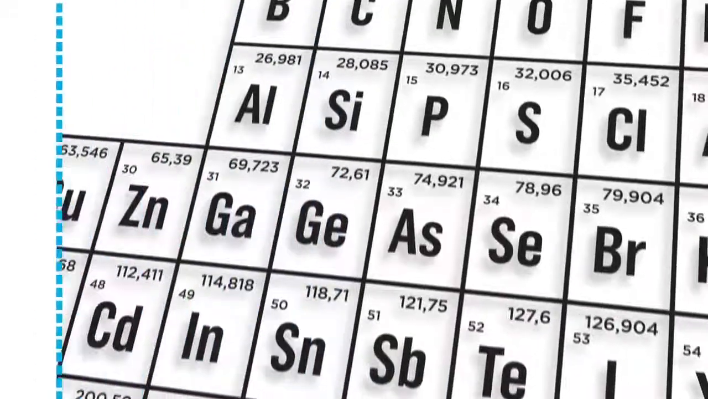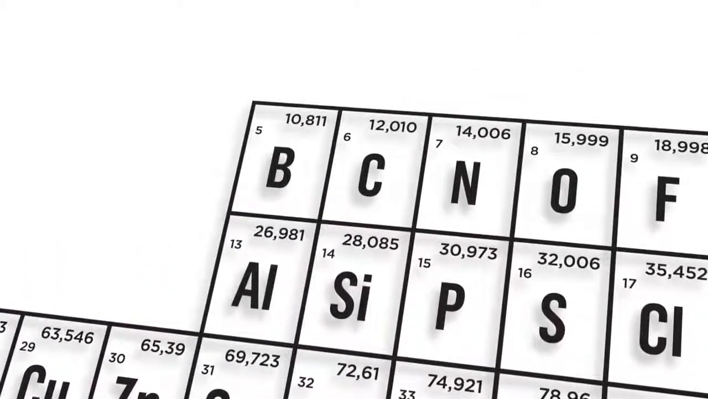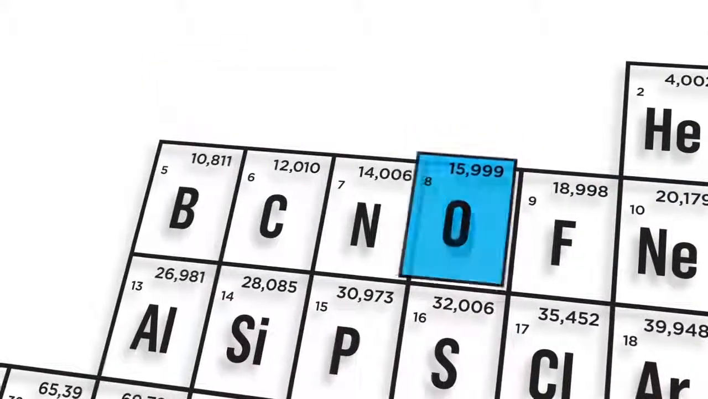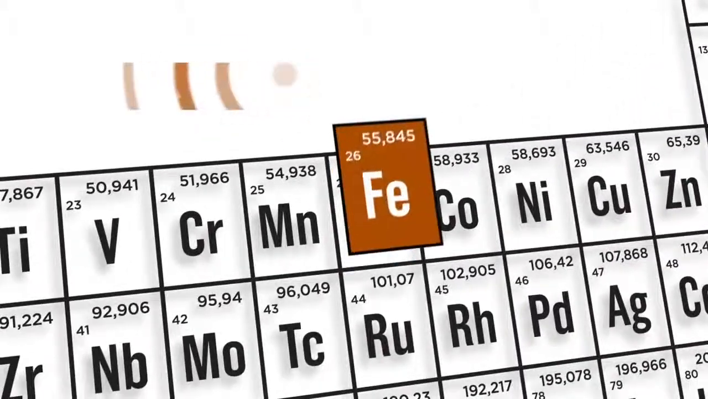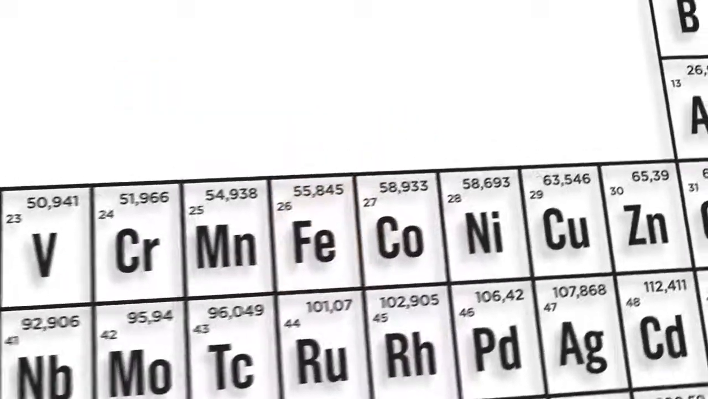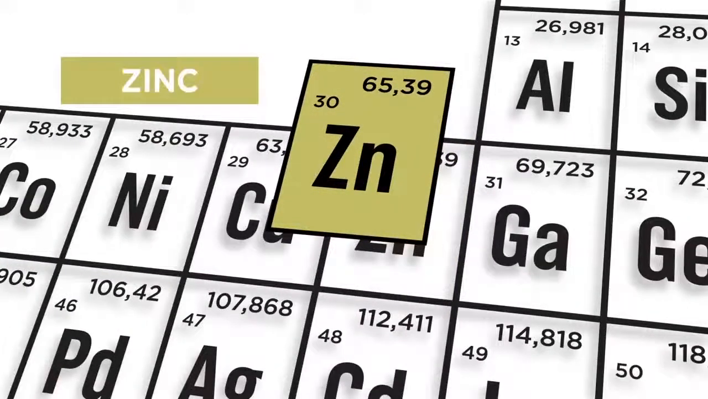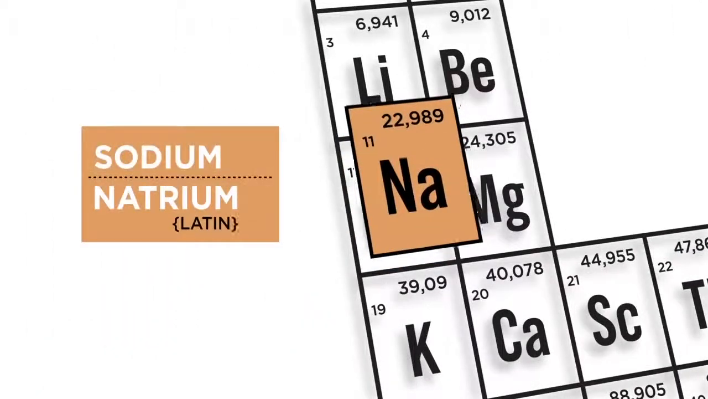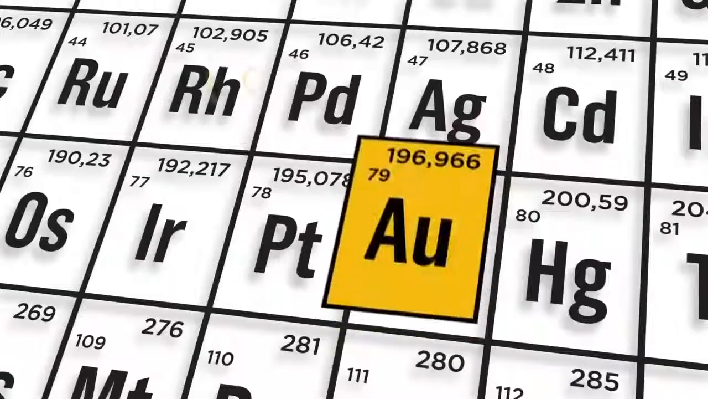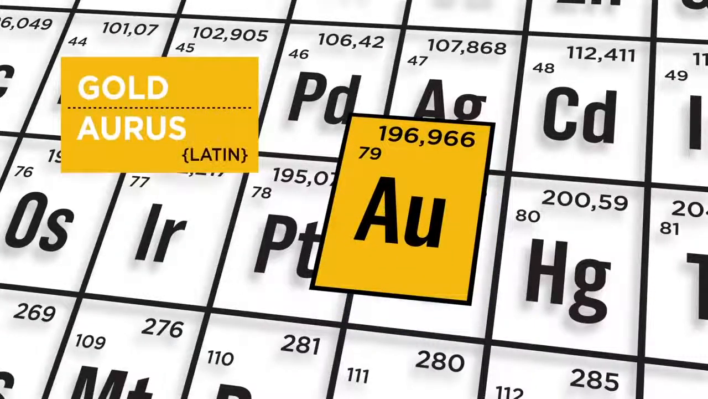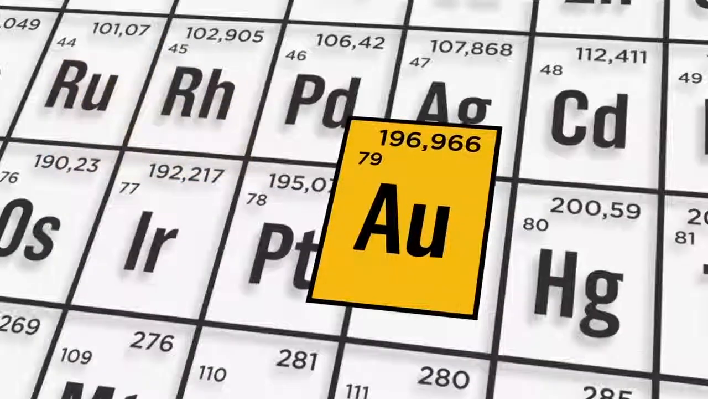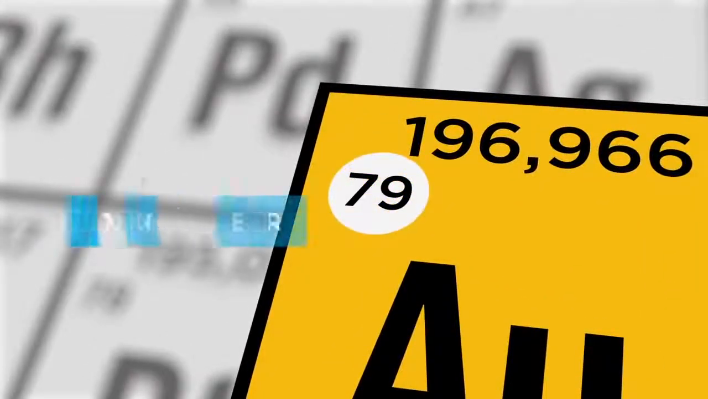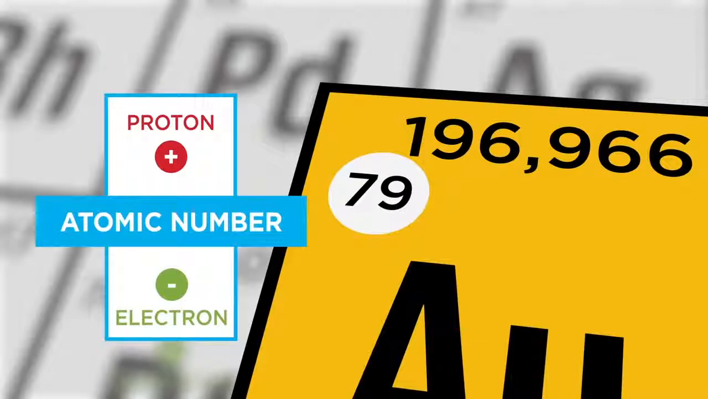Some people know what each of these letters represent. C is the chemical symbol for carbon. O is the chemical symbol for oxygen. The chemical symbol for iron is Fe. Zn is zinc. There are even those who know the chemical symbol for sodium is Na, because it comes from the Latin natrium. Or that the chemical symbol for gold is Au, because in Latin it was called aurum. And also some know the meaning of the numbers that appear next to the letters, like for example the atomic number, which is the number of positive and negative charges of the atom.